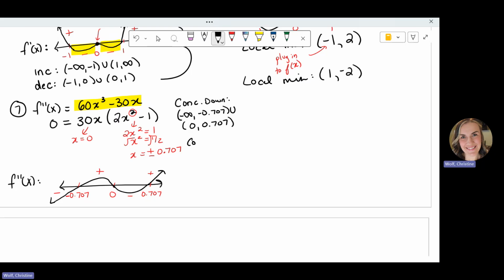Okay, and then I would be concave up during my positive intervals, which is negative 0.707 to 0, with the union, and then 0.707 to infinity. Also, number 7 asked us to find inflection points. I did the work for you here again. I've plugged it in already. Oh, shoot, why did I just do that? Oh, undo, there we go.